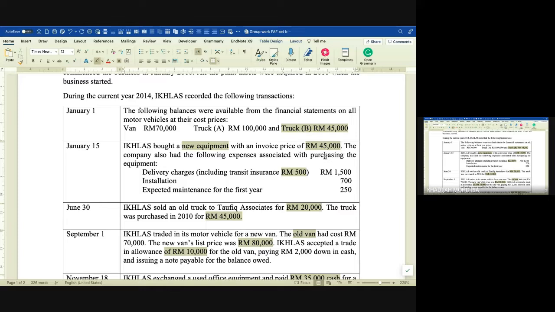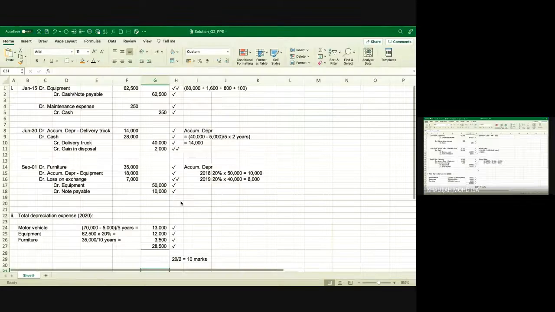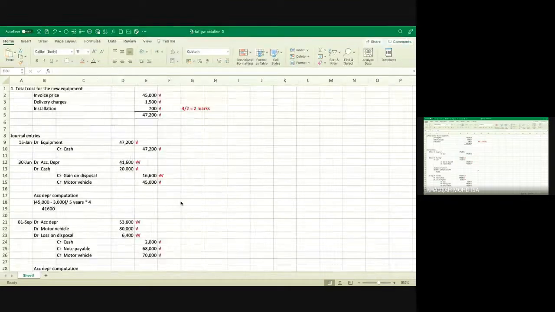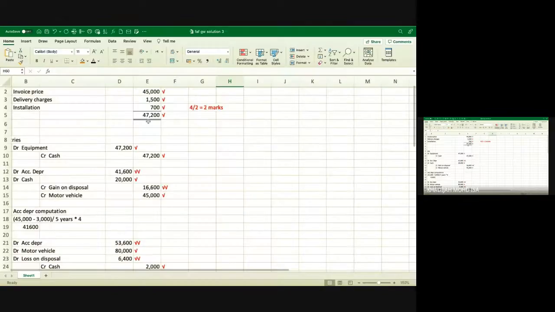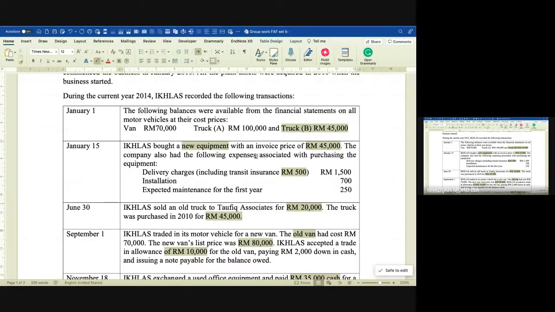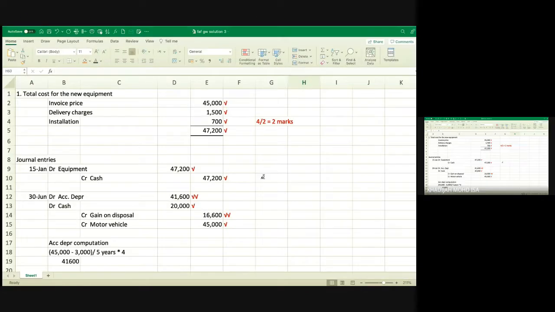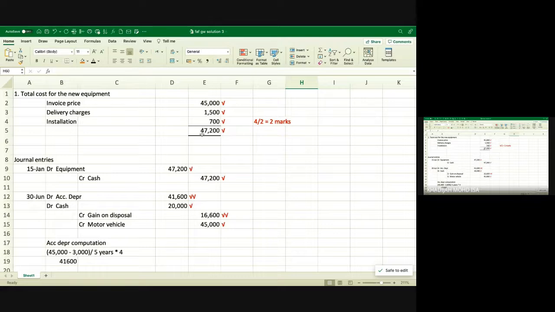You know that it should be 45,000 and plus 700, but you do not know whether this 500 ringgit will be included or not. Yeah, definitely maintenance is not. Let me check. Right. So the answer is that the delivery charges include transit insurance. The transit insurance is part of the delivery charges. So this amount is included in the cost of the new equipment. So you have 45,000 plus 1,500 plus 700. So the total cost is 47,200.